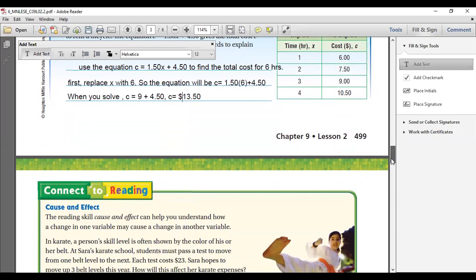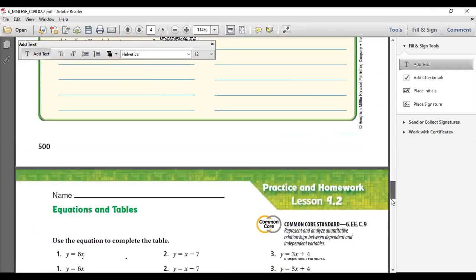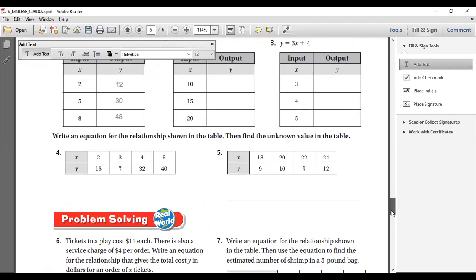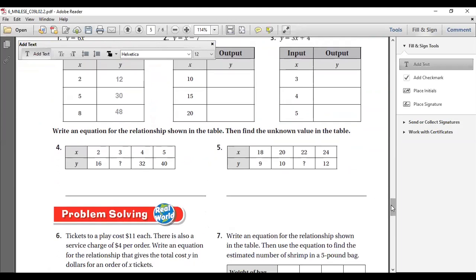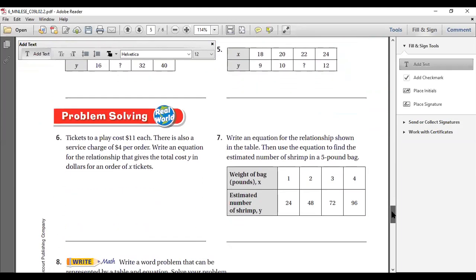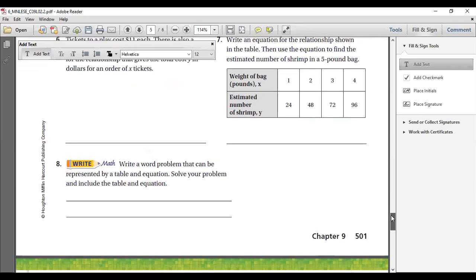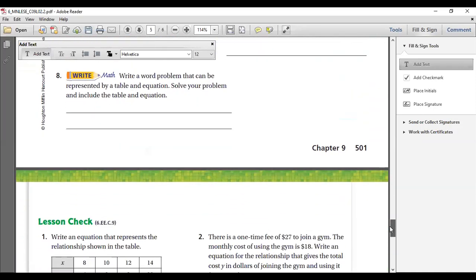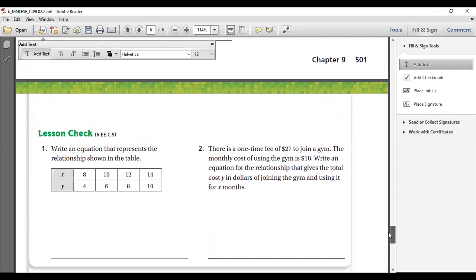Okay, so this was the end of our lesson for today. So of course you will be having homework. You will finish the remaining part of your homework. That's questions 4, 5, 6 and 7 on page 501, and of course the next page, questions 1 and 2. If you don't know, it's okay.